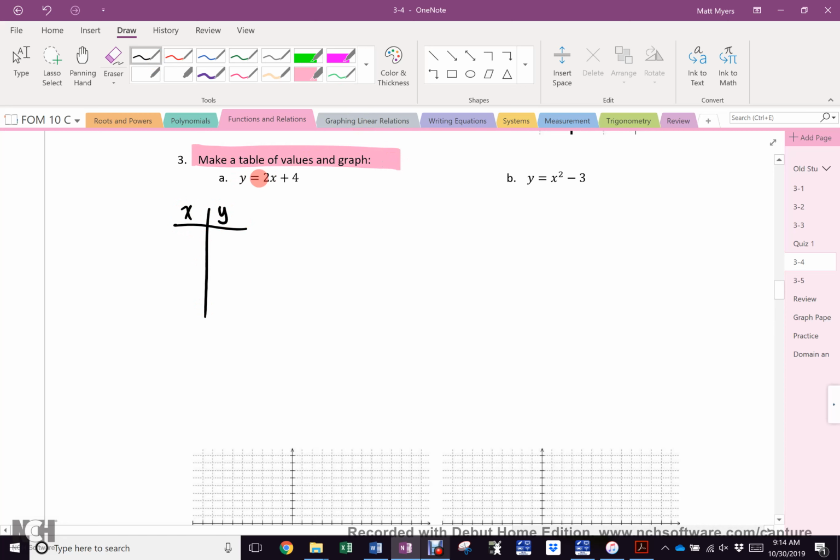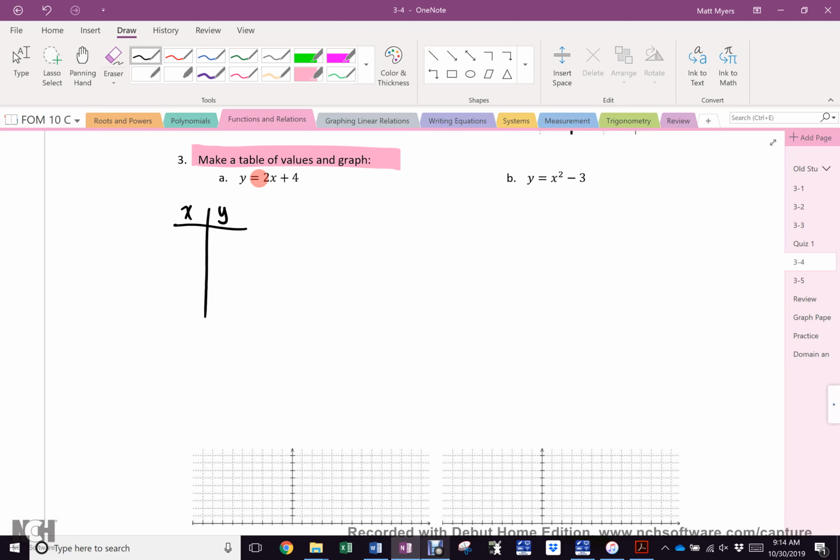Question has X and Y. Which numbers am I allowed to choose? X's or Y's? Why am I allowed to choose X's? Because it's the side with the math. It's the independent variable, right? No matter what I say for X, we can easily find Y, yes?